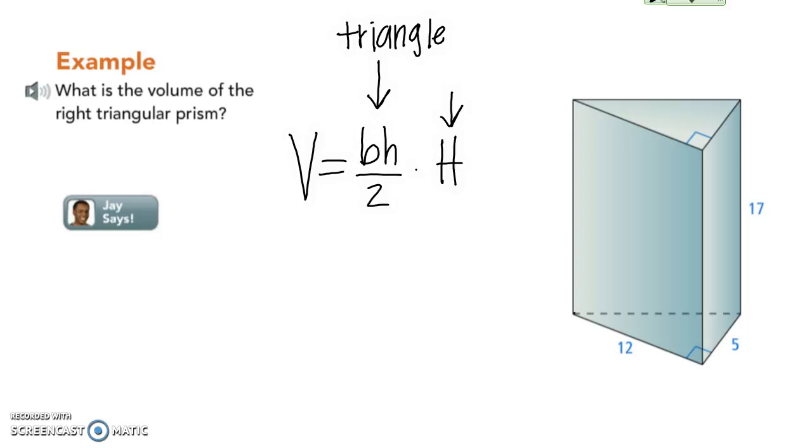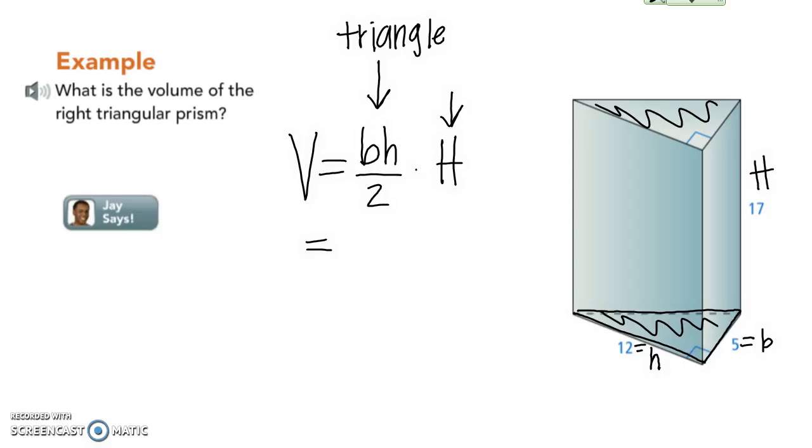I see my triangular base right here. Remember, the base and the height form the right angle. So base and the height of the triangle would be 5 and 12. And then the height of the prism is the side that connects the 2 triangular bases, this one and this one. So 17 is the height of the prism. So then I just plug that in my formula. So it would be 5 times 12 divided by 2. I'll do that all at the same time, and then I'll multiply that times 17, which is the height of the prism.